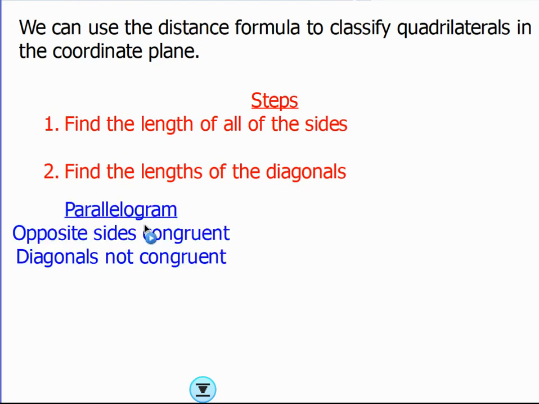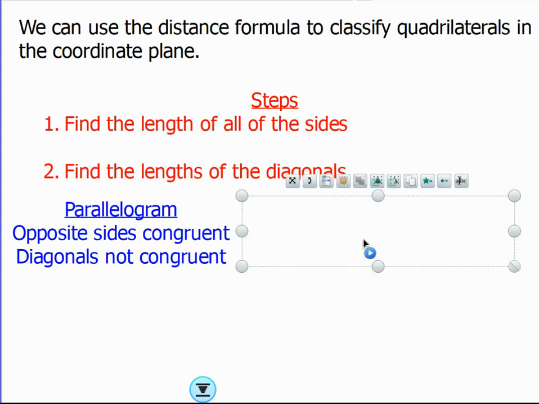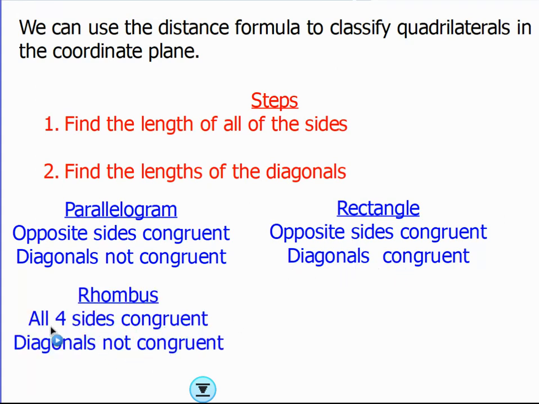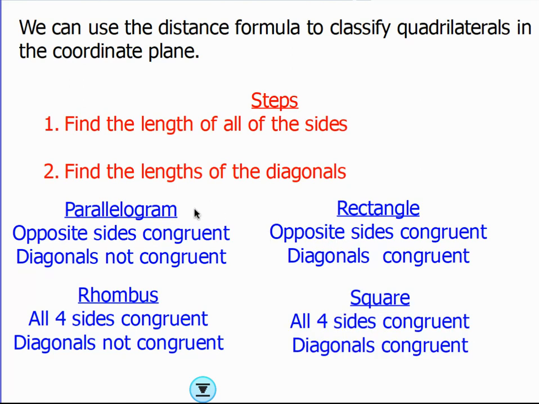We're really only going to be working with 4 shapes today. A parallelogram: if a quadrilateral is a parallelogram, then its opposite sides will be congruent and its diagonals will not be congruent. Rectangles: in a rectangle, the opposite sides will be congruent and the diagonals will be congruent. Rhombi: in a rhombus, all 4 sides are congruent and your diagonals are not necessarily congruent. And in a square, all 4 sides are congruent and your diagonals are congruent. We're going to use this information to classify our quadrilaterals.